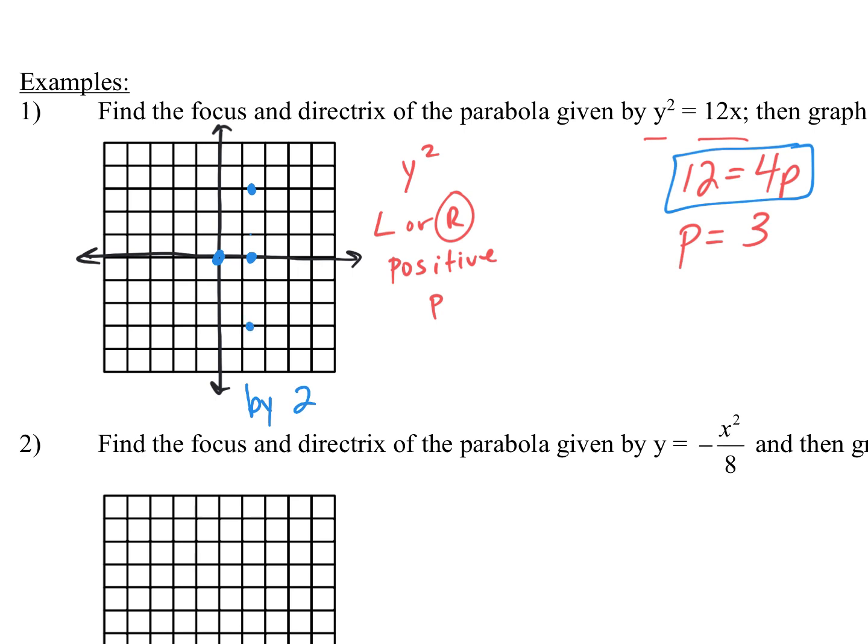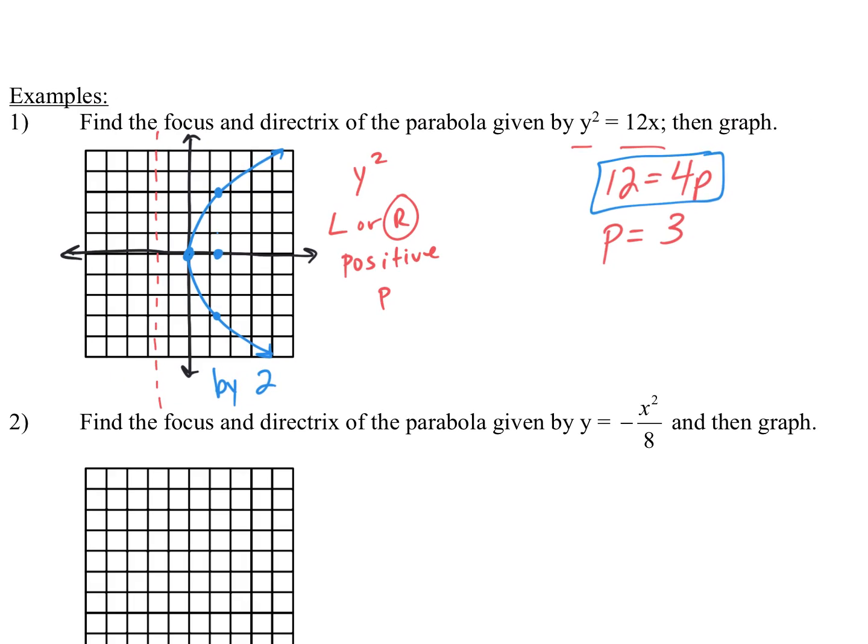I also have a p-value of 3, which tells me my directrix is 3 units kind of behind my parabola. So I can say that my parabola will have a shape like this.